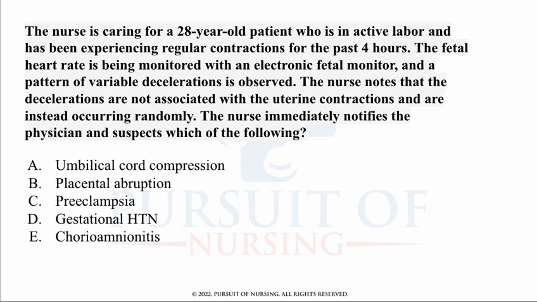So the fetus is experiencing variable decelerations that are not associated with uterine contractions. So which of the following do you suspect? All right, so the correct answer is umbilical cord compression. So variable decelerations occur if the umbilical cord becomes compressed. This will reduce the blood flow between the placenta and the fetus. So associate variable decelerations with umbilical cord compression.